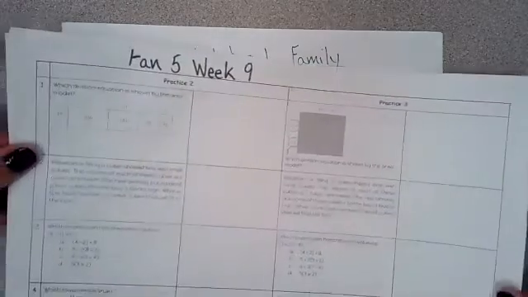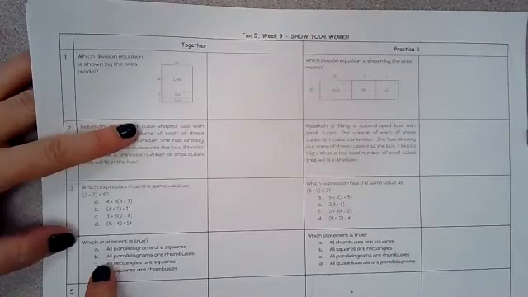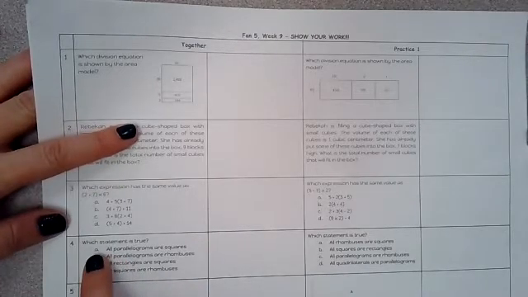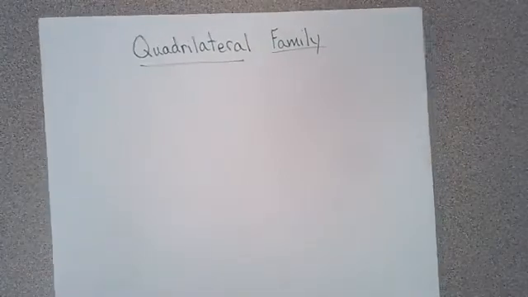And on your Fan 5 this week, here's a copy of your Fan 5. You are going to need this quadrilateral family drawing we're about to do to answer question 4 on all 4 days of Fan 5. So you need to get this down before you can start your Fan 5 this week.